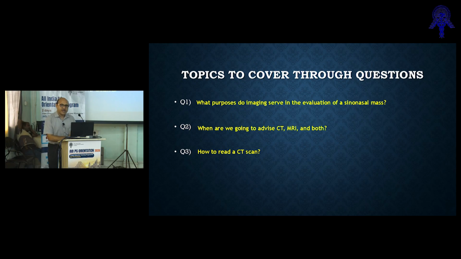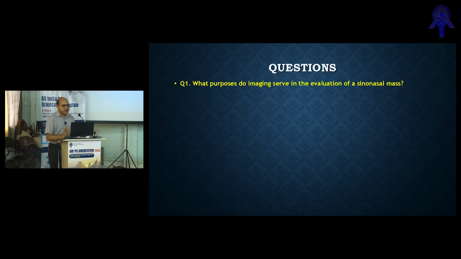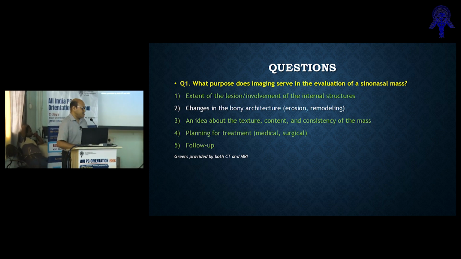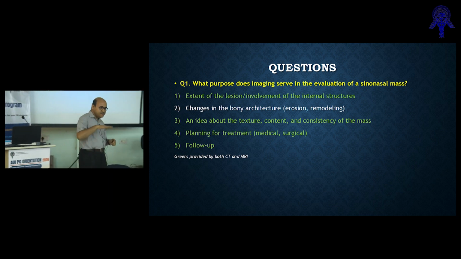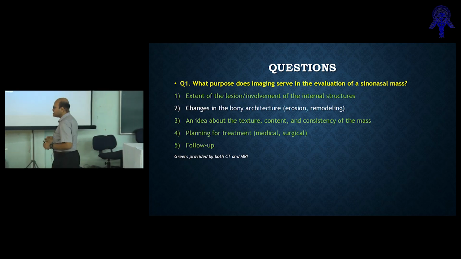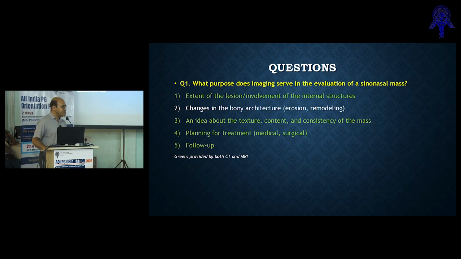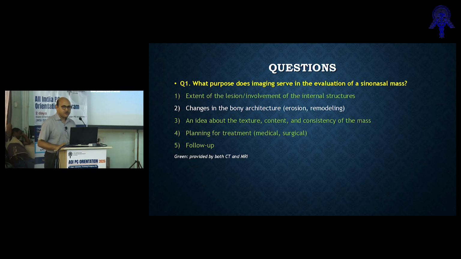Why do we do the CT scan? Where can we advise an adjuvant MRI? And how to read a CT scan, which is most important. Now, we do a CT scan because obviously we need to know the extent of the lesion, the structures involved in the nasal cavity and the sinuses, and the bony architecture changes, maybe erosion, maybe remodeling, whatever it is. We need an idea about the texture: how the mass looks, whether it is solid, whether it has some air bubbles in it, or whether it is simply mucosal thickening. Also to plan the treatment, as decision making is a very, very important point regarding imaging, and obviously for follow-up, not only for diagnosis but also for follow-up.